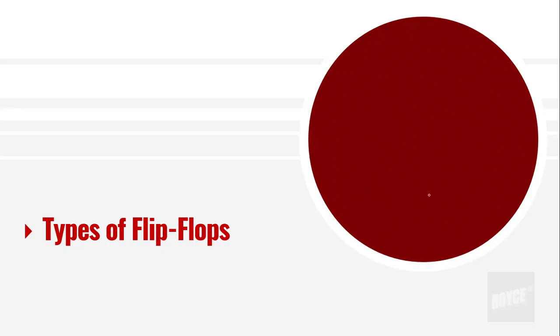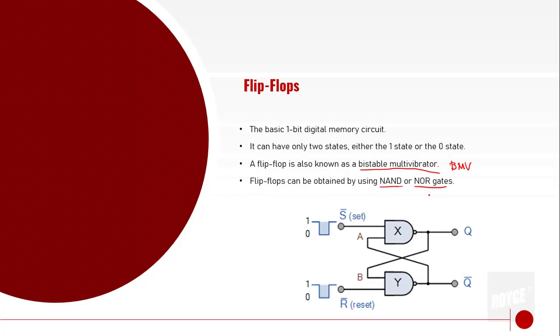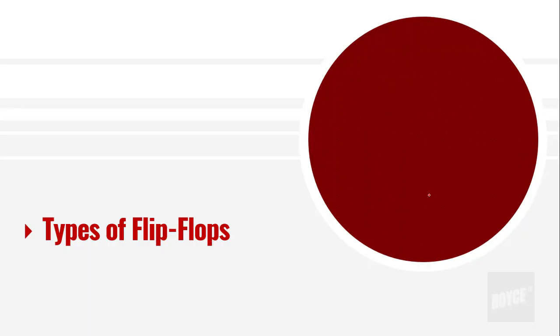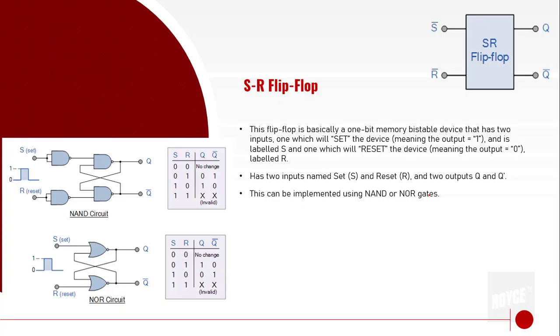There are different types of flip-flops. Yung kanina, nakita natin, this is an SR flip-flop. This is the most basic flip-flop, and all other flip-flops are a modification or an improvement of the SR flip-flop. So, ang uunahin natin, pagka-aaralin natin ng flip-flops, of course, none other than our SR flip-flop.